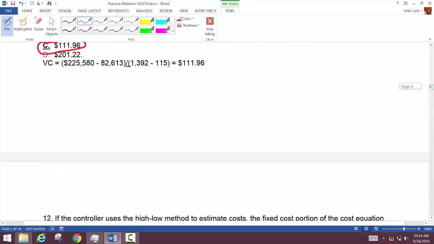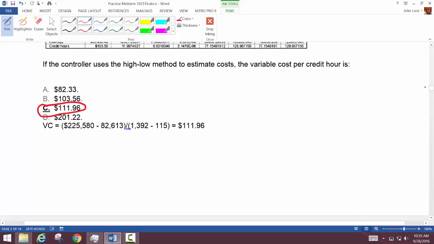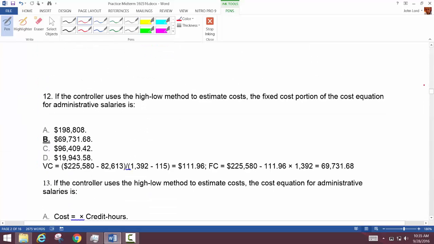All right. Who wants to do this next one, number 12? If the controller uses the high-low method to estimate cost, what is the fixed portion? Did I see another hand for this last one? Oakland A's fan, you want to do this one? Why don't you come around this way?